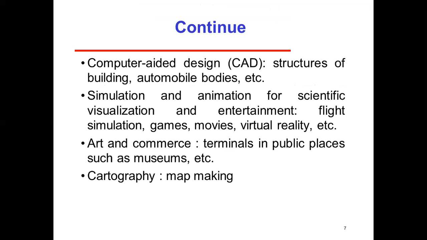We have already discussed CAD, computer-aided design: structures of buildings, automobile bodies, or mechanical parts. You can implement anything with the help of CAD. It is a big software. Then simulation and animation for scientific visualization and entertainment. For simulation and animation there are various software packages, so that with the help of animation software we can see games or movies, or we can easily create virtual reality effects using those particular software.